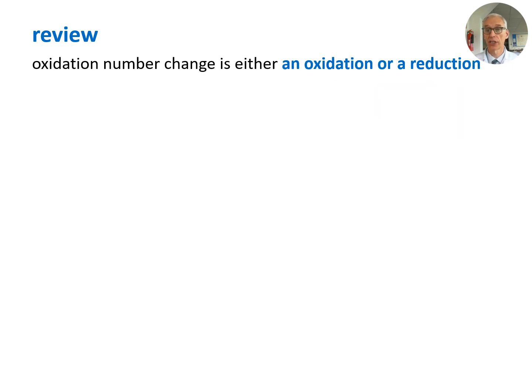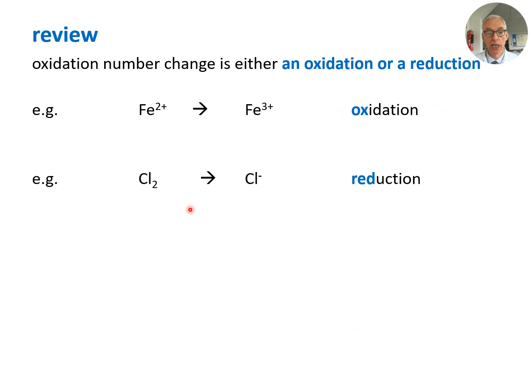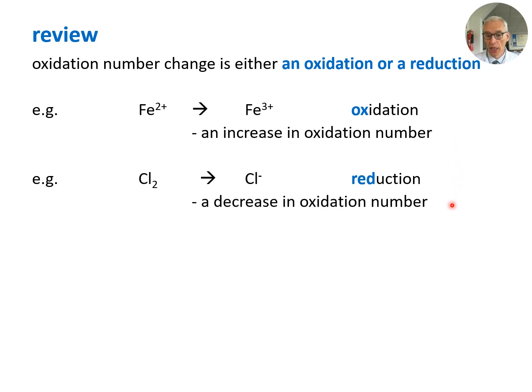So I'm going to review oxidation number change in terms of oxidation and reduction. Fe2 plus to Fe3 plus, that's an increase in oxidation number, and that is defined as oxidation. Whereas, for instance, elemental chlorine at oxidation state 0 to the chloride ion at -1, that is a reduction. So oxidation is an increase in oxidation number. Reduction is a decrease in oxidation number.